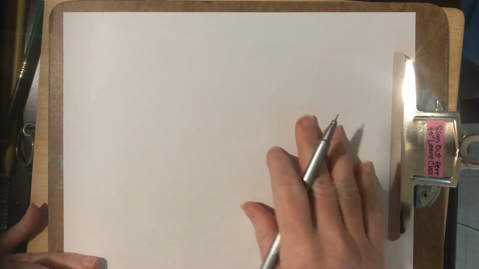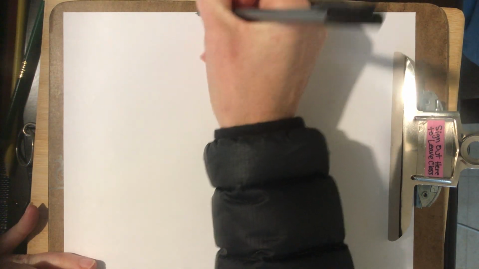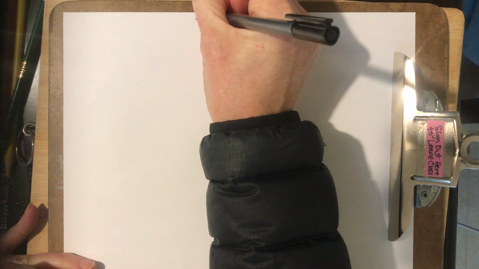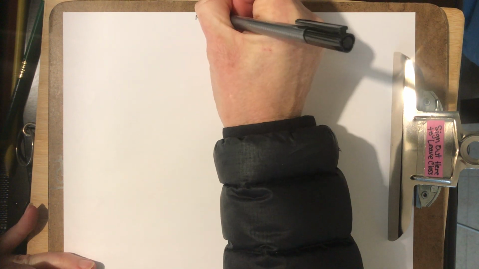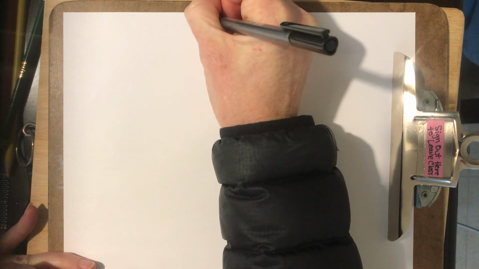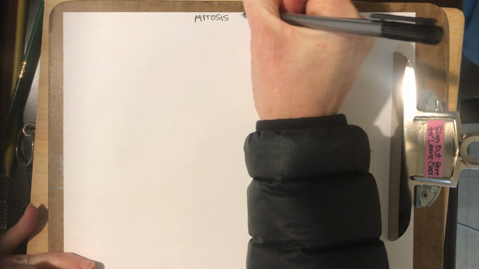Right, this is mitosis notes part 1. The materials you're going to need will be some paper. Blank paper is best, like printer paper if you have it at your house. Something to write with, something to draw with, colored pencils. If you don't have those now, you can always go find them later and add to your notes.